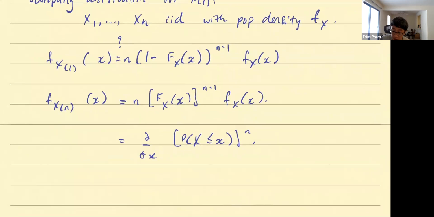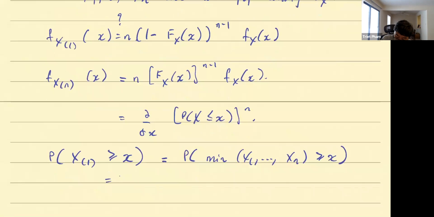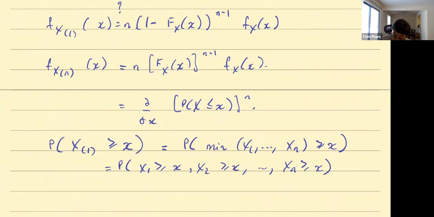How do you work out this detail rigorously? It's exactly what Alice was saying, that this probability is appropriate for us to consider. Why? Because this being the minimum of all these values would force every single value to be higher than x. By independence, this is the product.